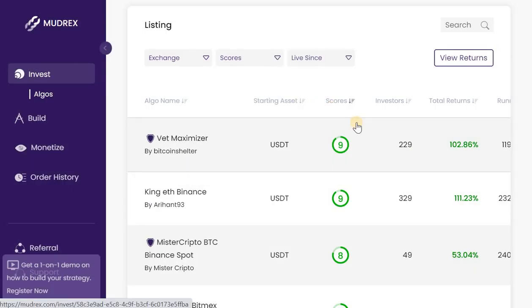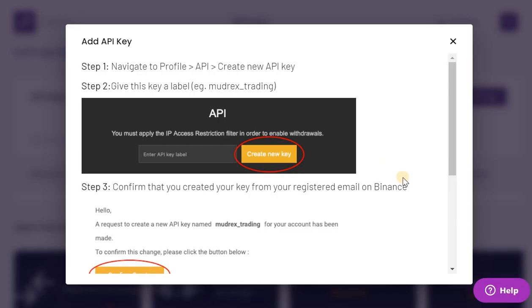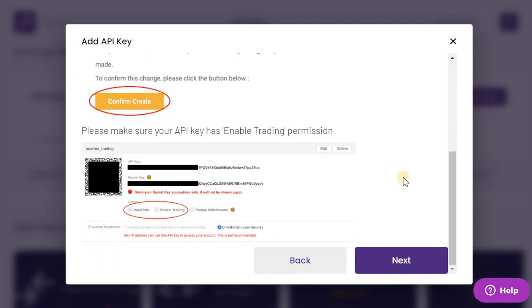To get started, you would first have to connect your exchange to Mudrex through API keys. These are the steps to adding an API key. One thing you need to know is that when you are connecting your exchange, for example Binance, to the Mudrex platform, Mudrex would only have access to buy and sell. They won't have access to withdraw your crypto, so they can't withdraw your cryptos. When you are creating your API key on Binance, make sure you don't give access to withdraw. You can only give access to enable trading with your API key.